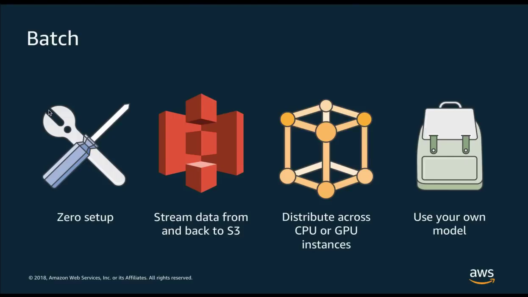You can also do batch prediction with Amazon SageMaker. So if you have a large number of predictions that you need to make all at once and you don't need a persistent endpoint, you can use the zero setup environment to spin up specific instances that are going to stream data in from S3 and stream predictions back out to S3. They'll distribute that workload across a number of CPU and GPU instances and then tear down all that hardware afterwards. So you only pay for the time it takes to generate those predictions. And again, with this batch prediction functionality, you can bring your own model that you've trained outside of SageMaker and still take advantage of it.